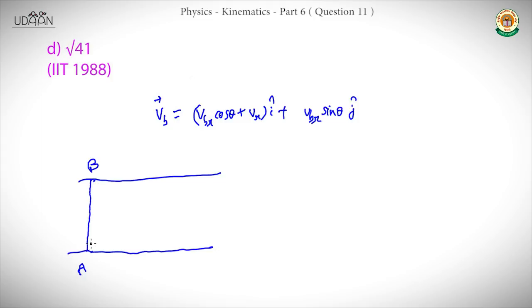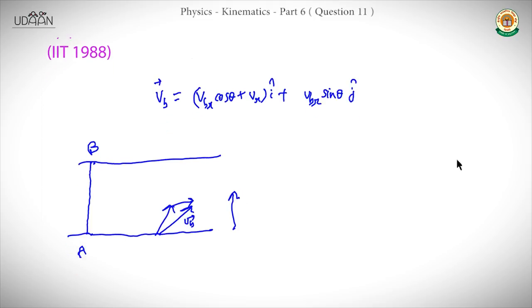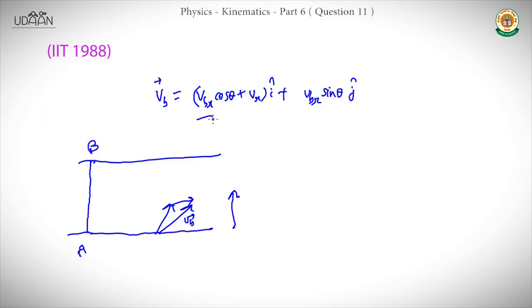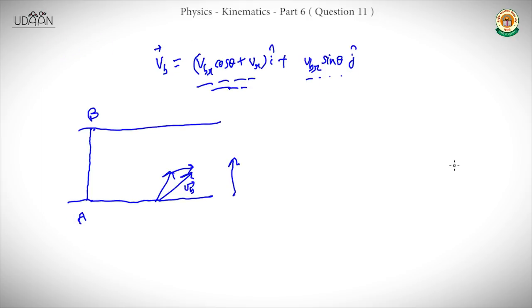For example, if VB is equal to VBR plus VR, this is the VB vector. But we want this VB vector to be in this direction, because this is the shortest possible path. So what we want is that the x component of velocity must be equal to 0, because the velocity should be perpendicular. So only VBR sin theta should be there, and VBR cos theta plus VR should be equal to 0. There must be no horizontal component.